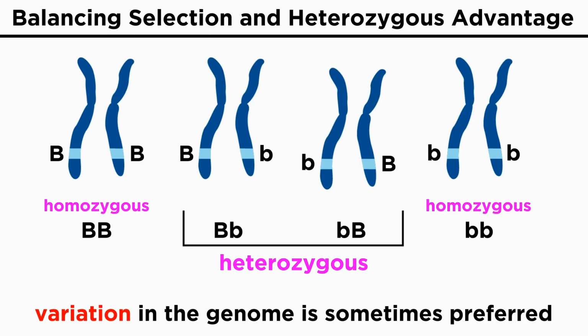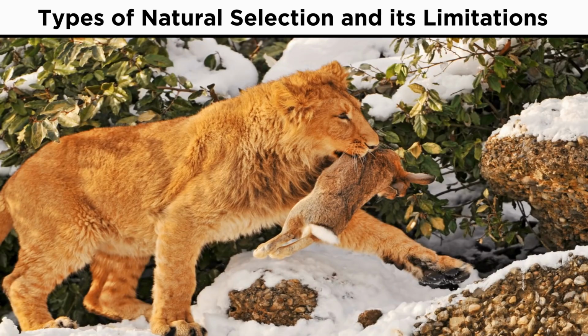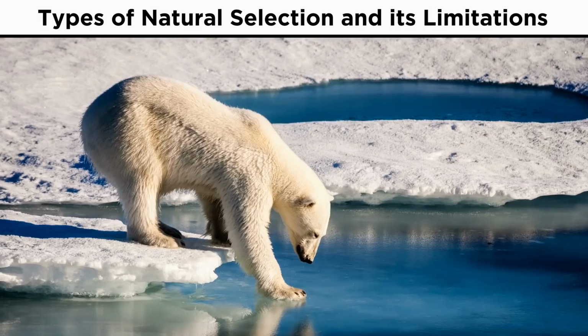Apart from sexual selection, there are forms of balancing selection, whereby variation in the genome is preferred, such as the heterozygous advantage. This is strictly regarding the genotype and not any particular phenotype. There is selection related to avoiding predators, matching climatic conditions, and all kinds of other factors.